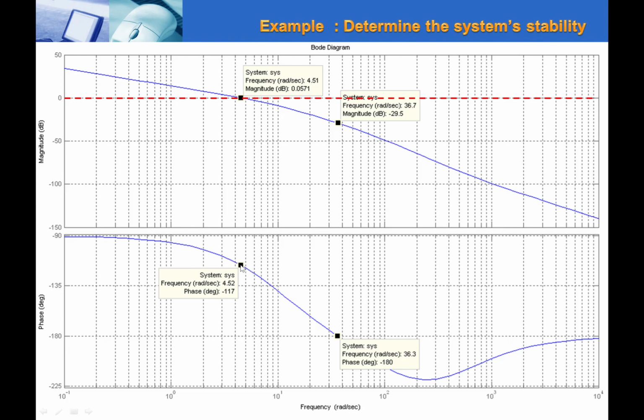So this is the intersection. So this is the phase that we get, which is minus 117. Okay, so this is not our phase margin just yet. Remember the formula, 180 plus value that we get here.